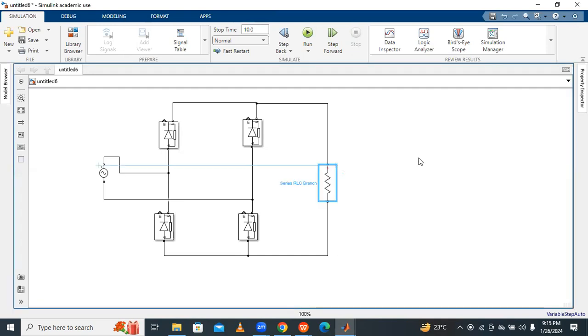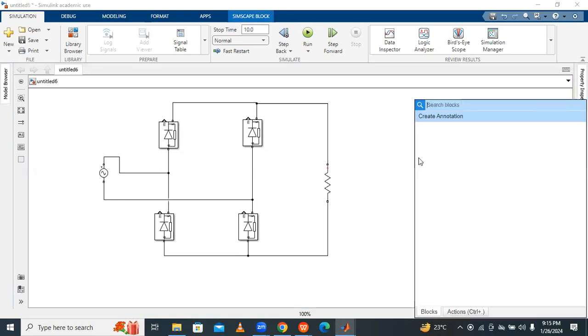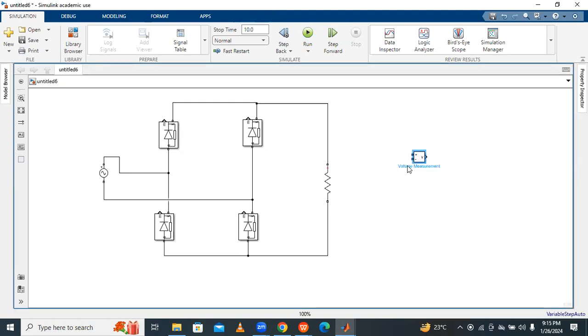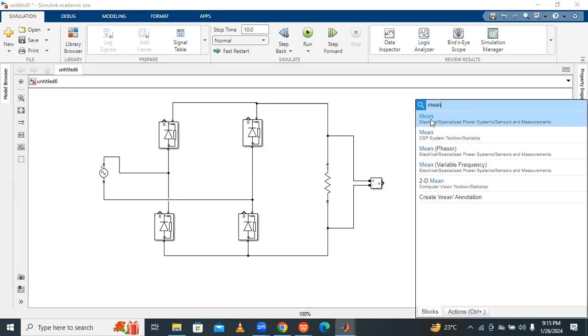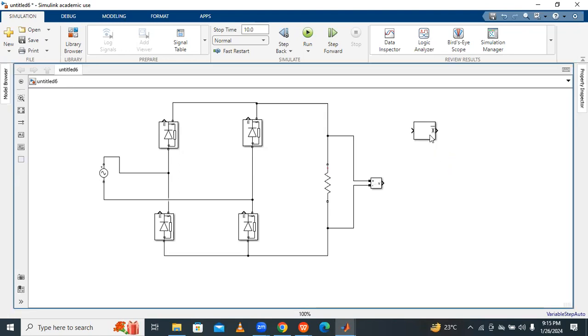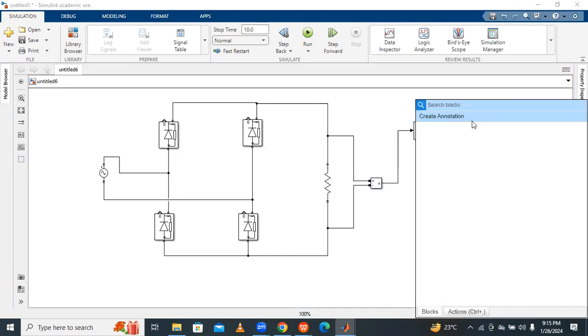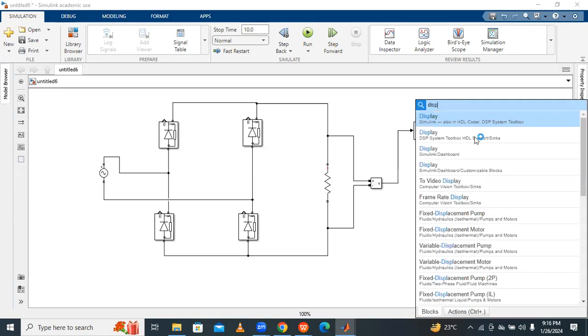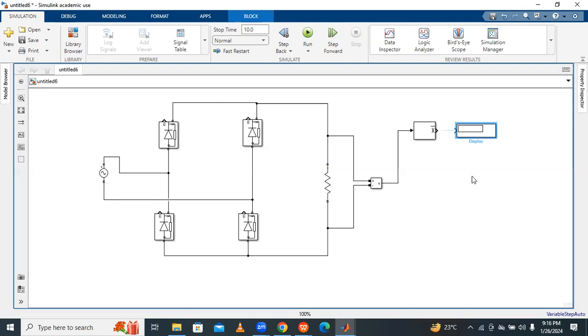Take one voltage measurement and connect it parallel to the load. Next, to find the average value, which is the mean value, take the mean block, connect it here, and take one display to display this mean value. Place it. This is the mean value.